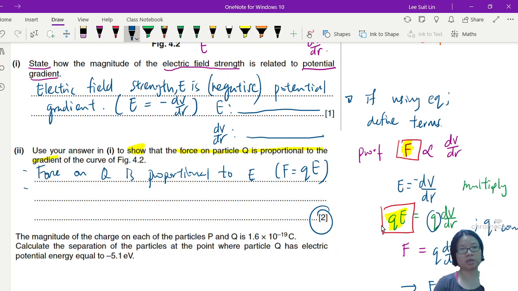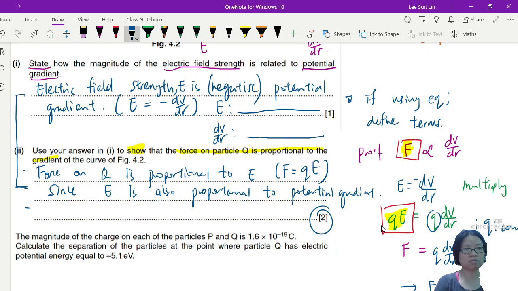Then you can say since E is also proportional to the potential gradient, we need another one because this one is the same statement as this. So of course you won't get 2 marks for the same statement in 2 different parts of the same question.